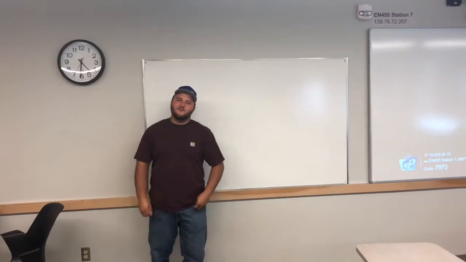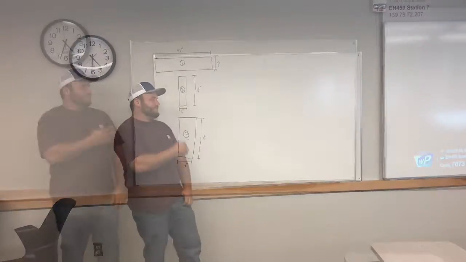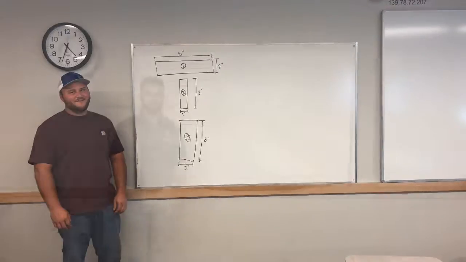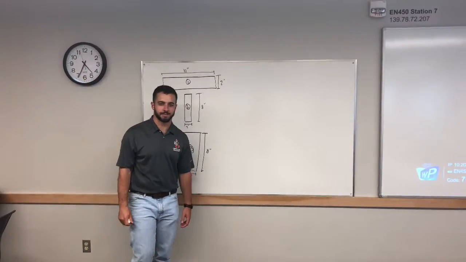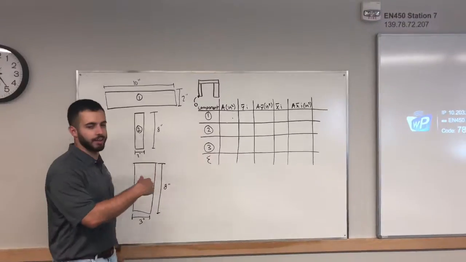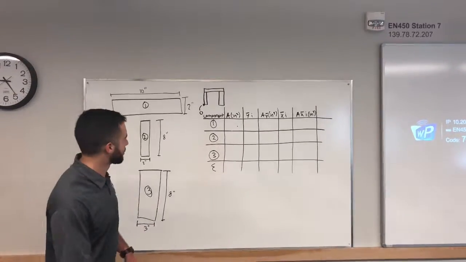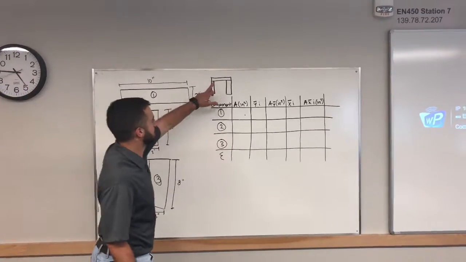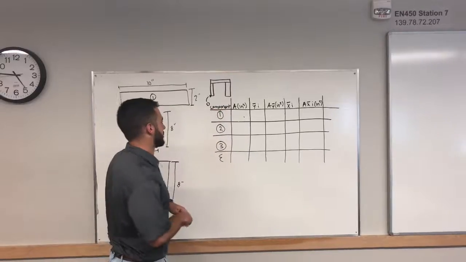Thanks, Grayson. Now we need to break this problem down into 3 parts. There you have it. Because we're using the table method to solve this problem, here's our table. Now that we got the table, we can start solving for component 1. Component 1 is going to be the top bar right here. So we're going to start solving for area.